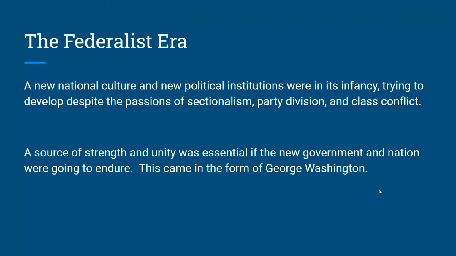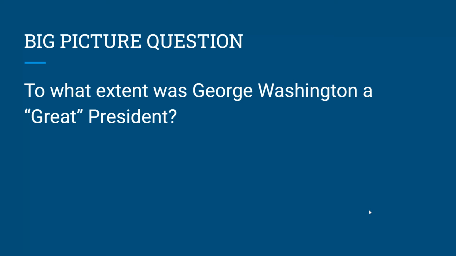And of course, class conflict. We're going to continue to have issues between rich and poor, the elites, and the common man. So a source of strength and unity was needed if the new government and the new nation was going to endure, and this came in the form of George Washington. So George Washington is very well known by this point, and is going to be the glue that's going to hold the early republic together, his leadership.